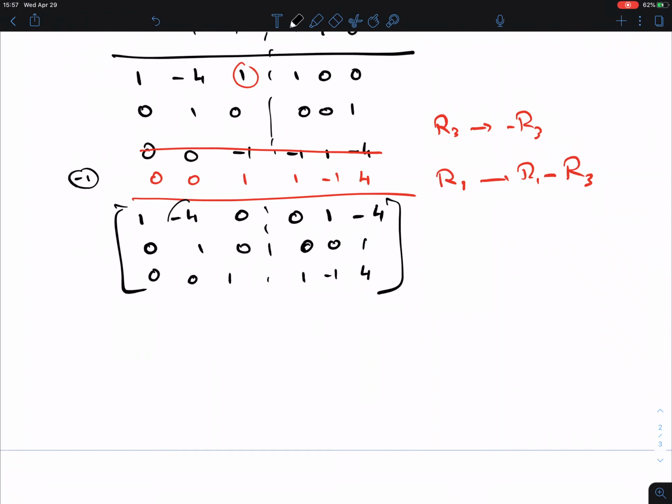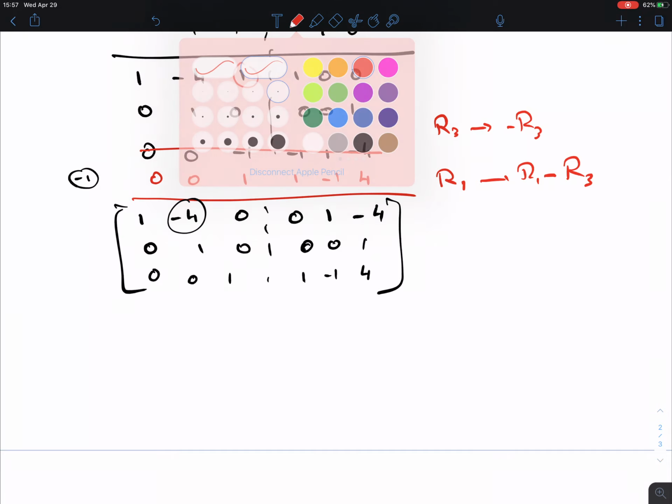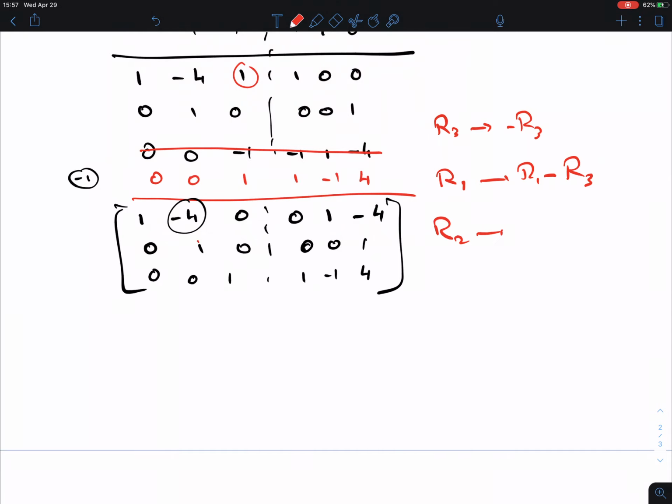Good. The only thing that's left is getting rid of this one, so I do row 2 by using this pivot, row 1 plus 4 times row 2.